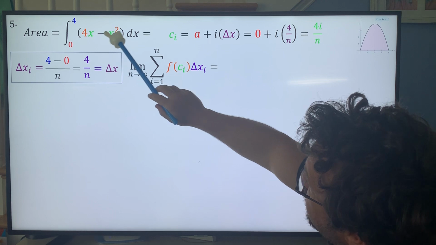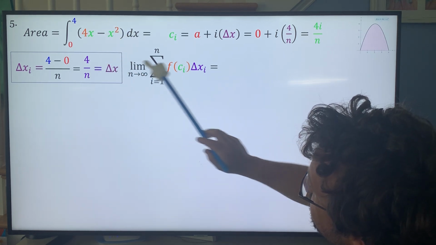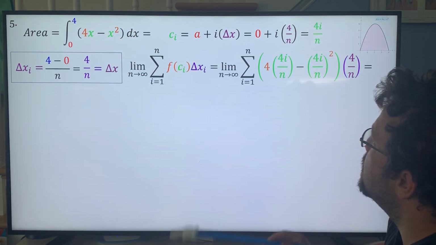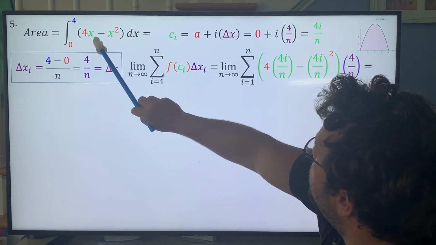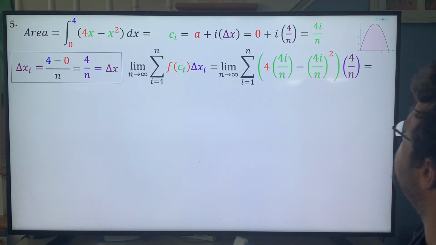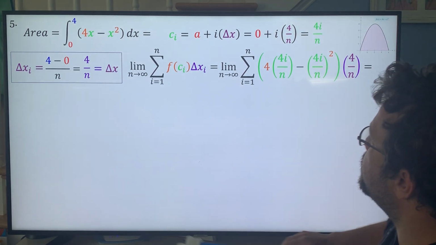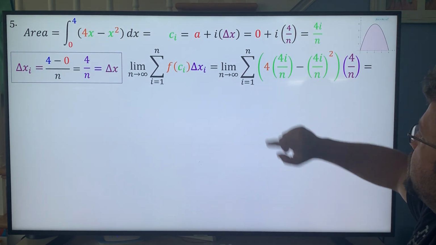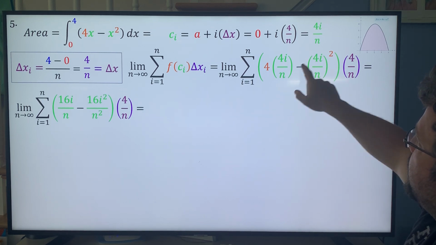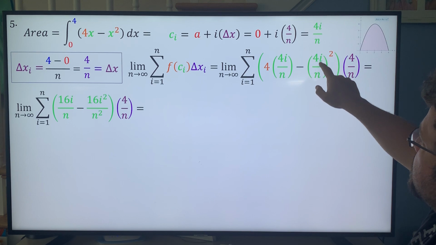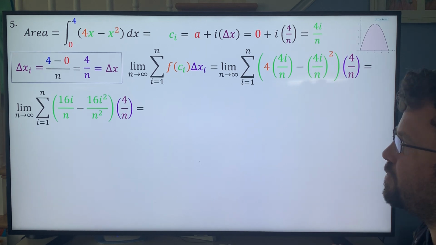Plug that in for both x's. Plug that in for that. So it's 4 times 4i over n minus 4 over n squared times 4 over n. Now, 4 times 4 is 16, so 16i over n, minus 16i squared over n squared times 4 over n.